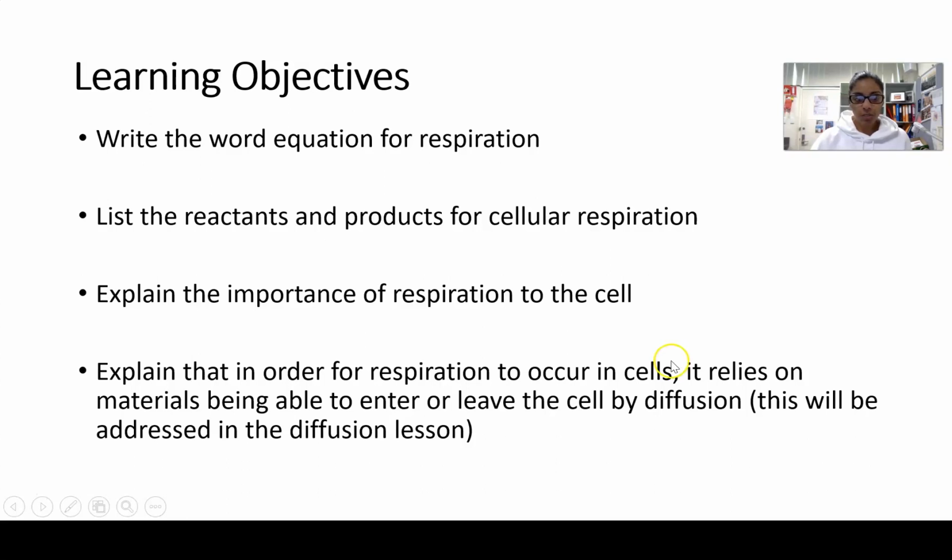These are your learning objectives. In this lesson, we are going to focus on the first three, and we will come back to this fourth one in the next lesson on diffusion.